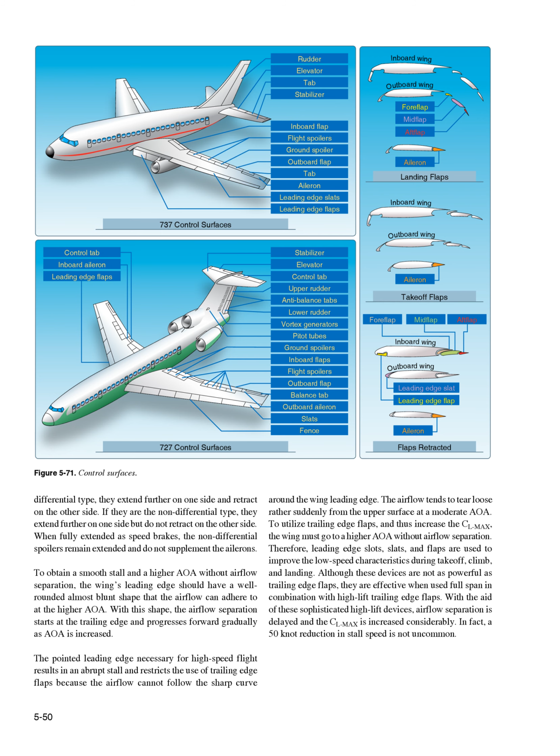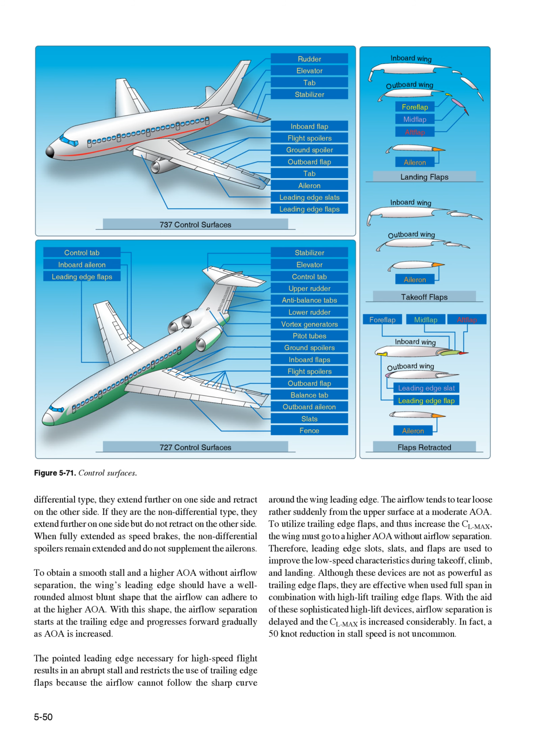To obtain a smooth stall and a higher OA without airflow separation, the wing's leading edge should have a well-rounded, almost blunt shape that the airflow can adhere to at the higher OA. With this shape, the airflow separation starts at the trailing edge and progresses forward gradually as OA is increased. The pointed leading edge necessary for high-speed flight results in an abrupt stall and restricts the use of trailing edge flaps because the airflow cannot follow the sharp curve around the wing leading edge. The airflow tends to tear loose rather suddenly from the upper surface at a moderate OA.